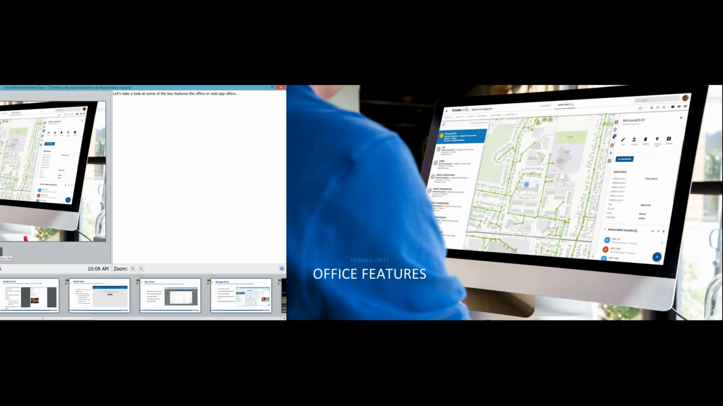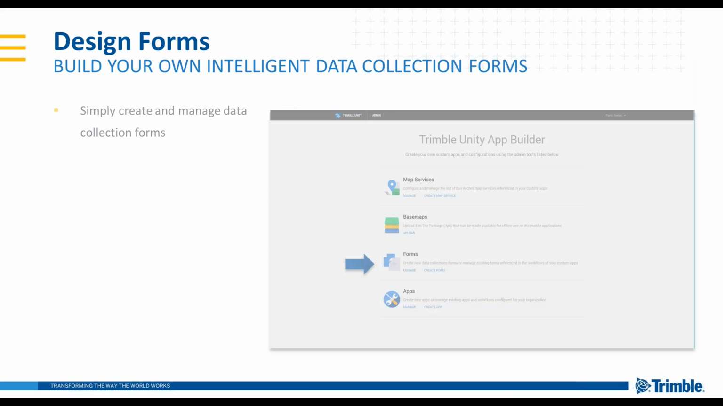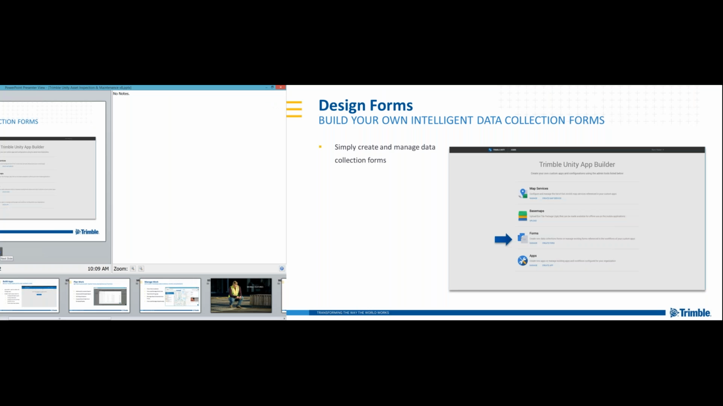So let's take a look at some of the key features in Trimble Unity, focusing on the Office features, or the features available in the web application used by Office users. First, admin tools that allow our customers to build their own intelligent data collection forms and workflows.